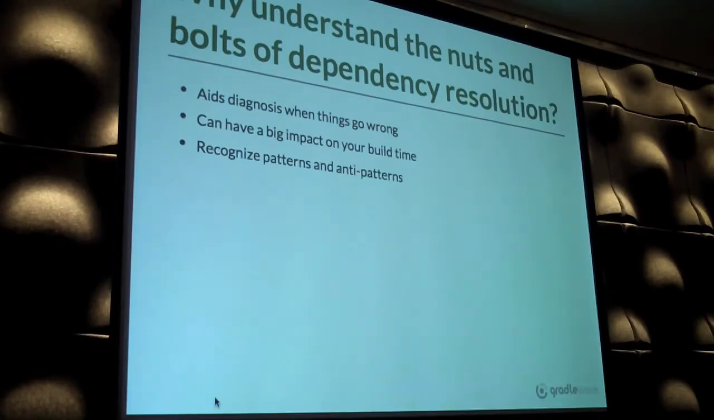And it can help you to see patterns and, more particularly, anti-patterns in builds. An example is: I always put Maven local in my repository list because that'll make my build run faster, and that's just not true. Or: I always use refresh dependencies because things don't work otherwise. Those are things you shouldn't need to do, so I want to help you understand how to solve these problems.